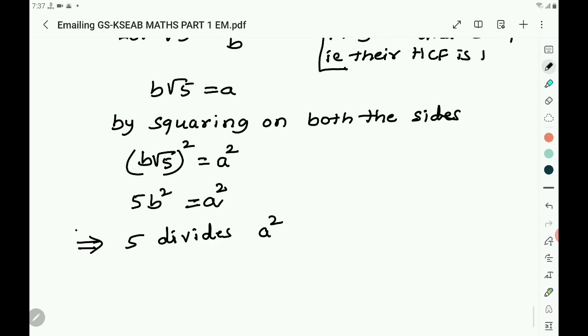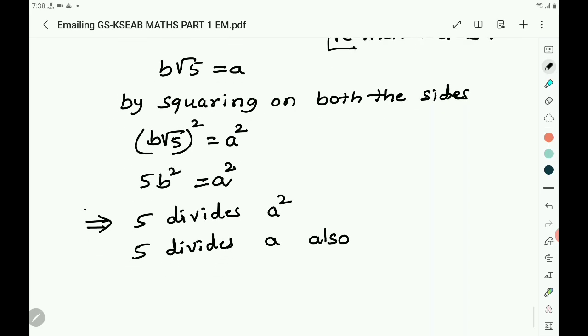Then 5 divides a also. As 5 divides a square, 5 divides a also. So you take a equals 5c, where c is an integer. This is the first result.